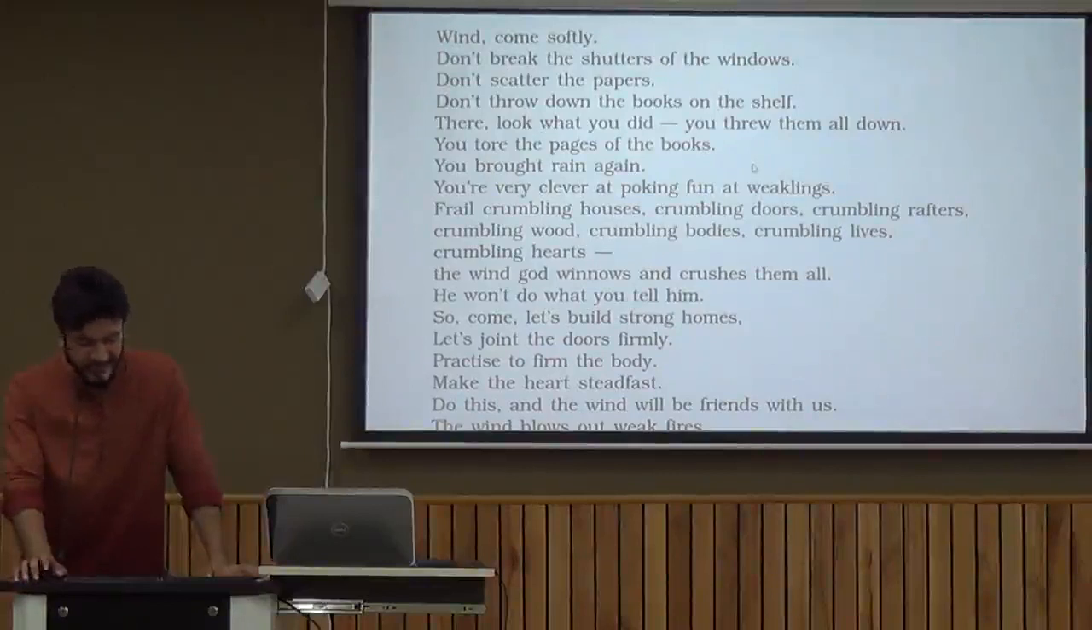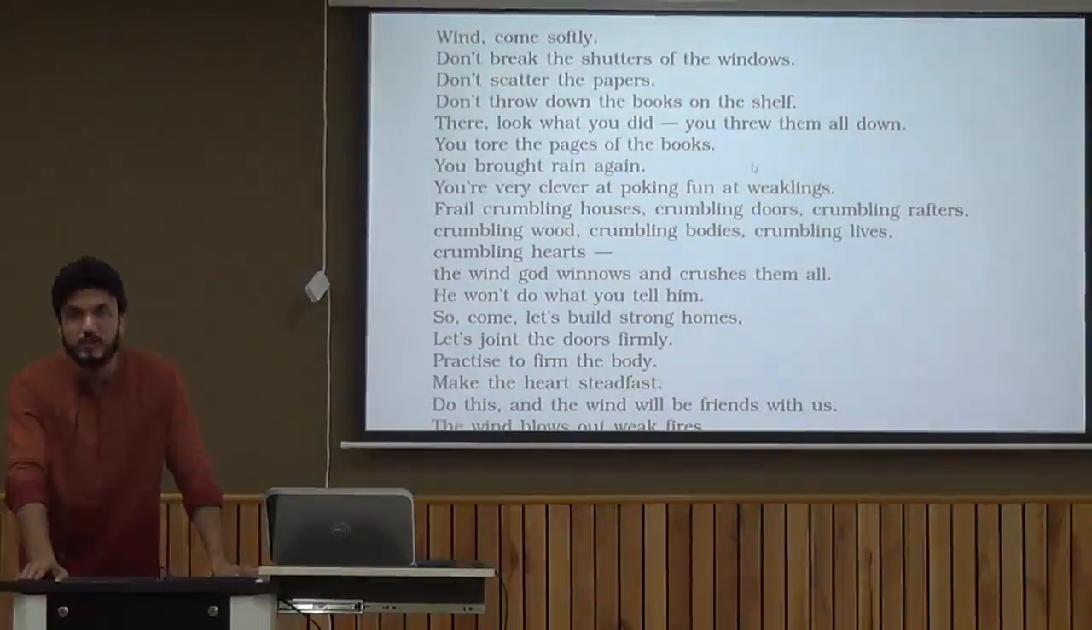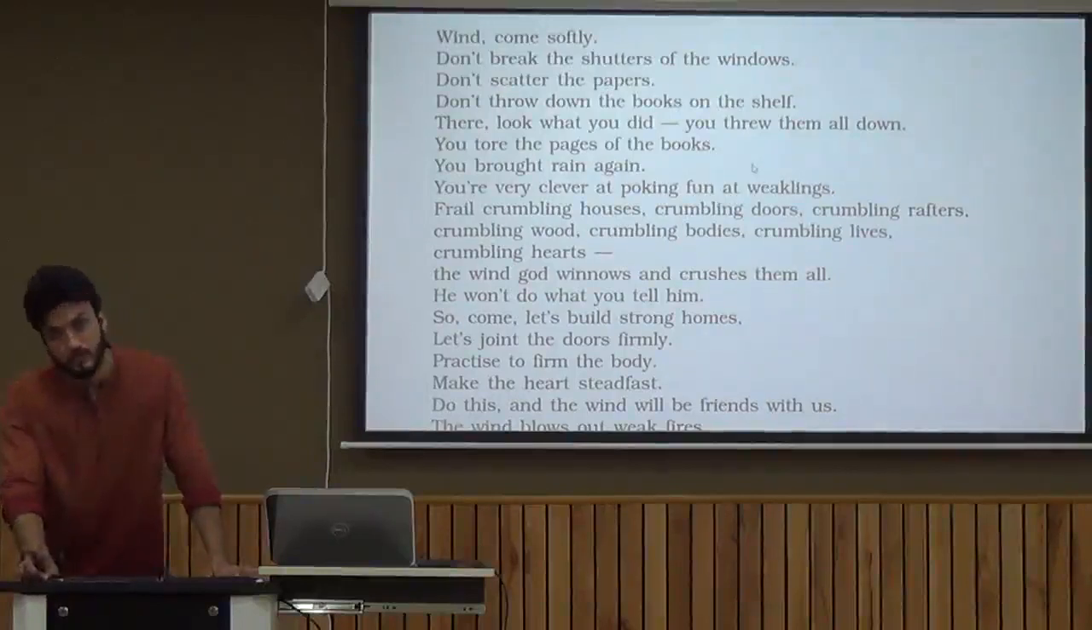He won't do what you tell him. Now it is interesting. He won't do what you tell him. What do you think is he here? Is it the wind god, or is it the wind itself? Or is there any difference between the wind god and the wind? Interesting. He won't do what you tell him. So the wind would not do or the wind god would not do as you want him to do.